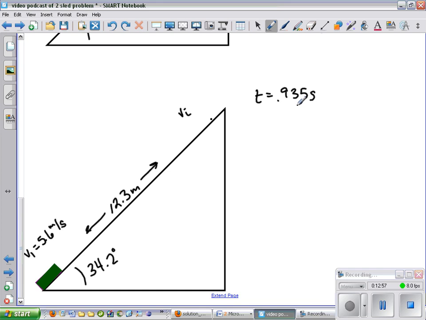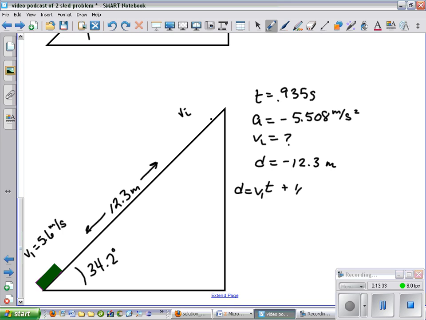And we also know the acceleration for the whole circumstance because we found that earlier as well, negative 5.508 meters per second squared. We don't know Vi because that's what we're looking for. We don't know Vf, but we know that d, because we're going down the incline, is negative 12.3 meters. So I have a, t, d, and I want Vi. So that fits d equals Vi t plus one half a t squared. Another one of our motion equations. Acceleration is constant, so these equations are valid.